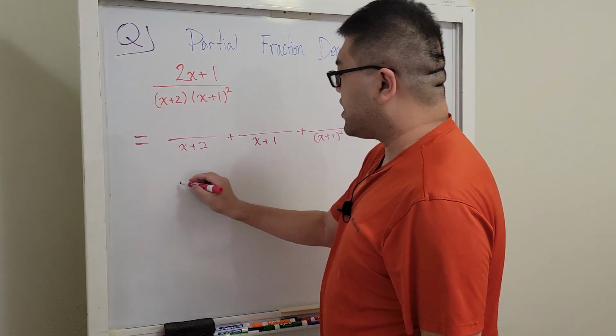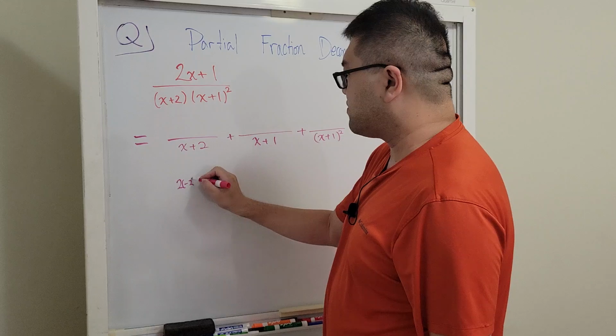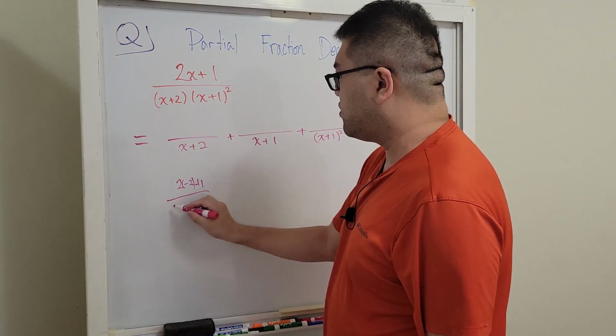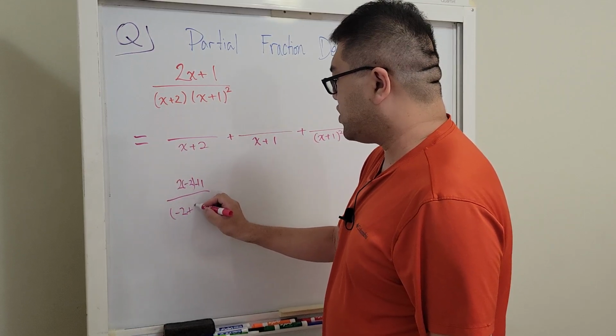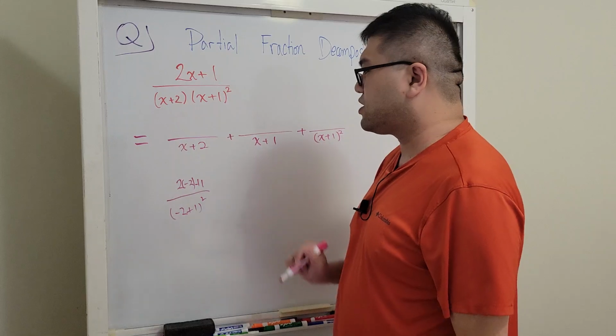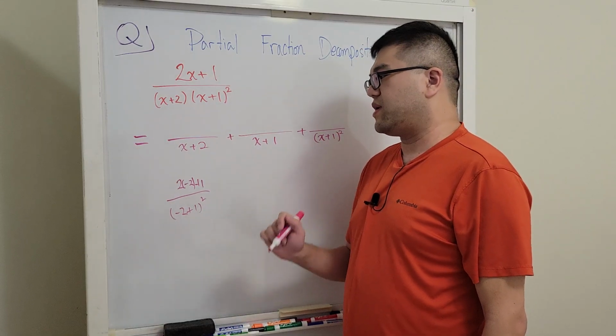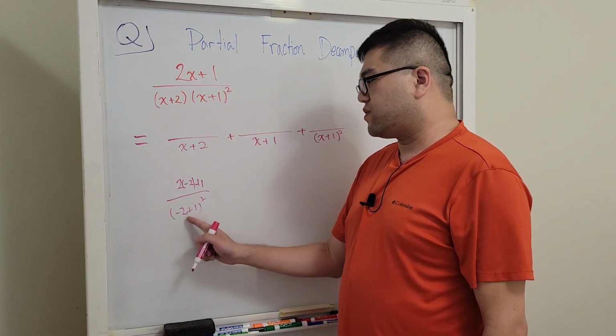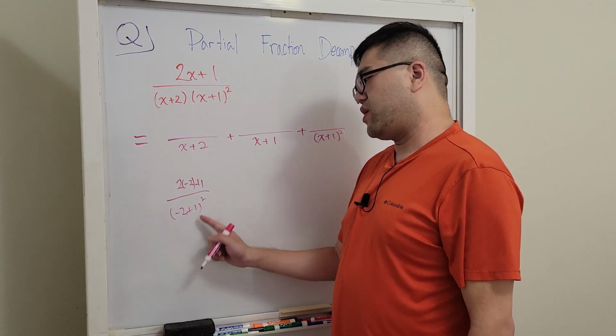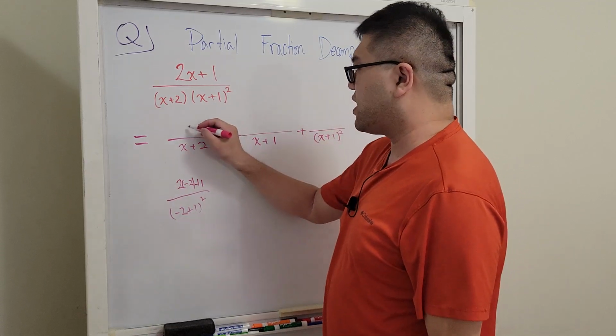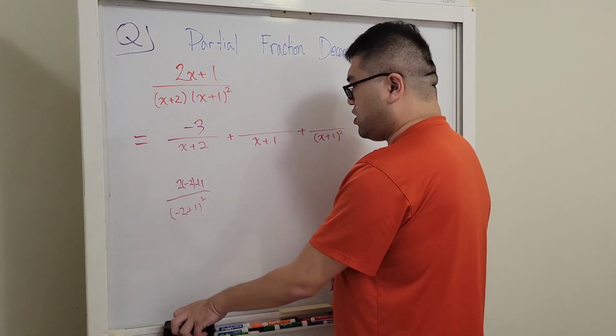In this case, we get 2 times -2 plus 1 all over -2 plus 1 quantity squared. So in this case, we get -4 plus 1, which is -3, over -2 plus 1, which is -1 squared, which is 1. So in this case, we just get -3 here.